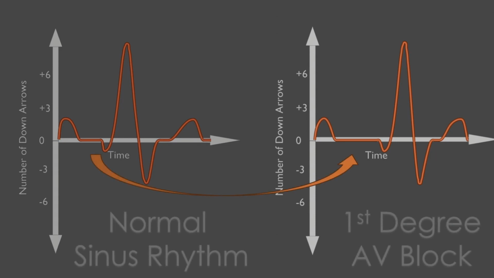And this is what we call an AV block. When that period of time is just lengthened, we call that a first degree AV block. And that reflects some sort of disease process within the AV node that's causing it to take too long to propagate that signal.